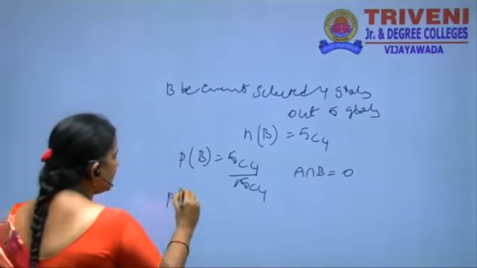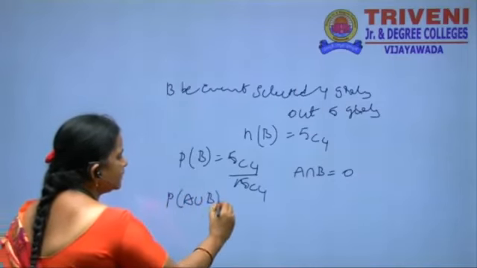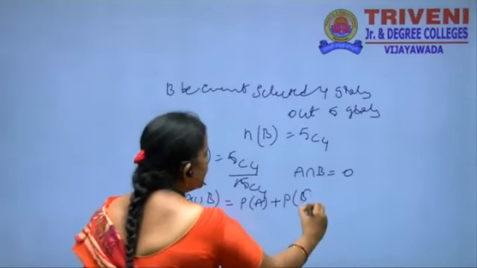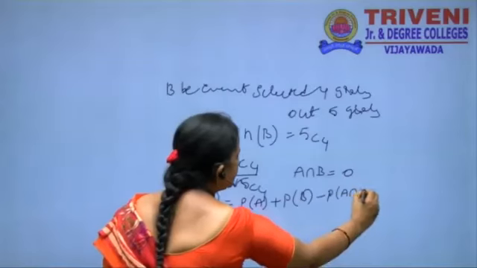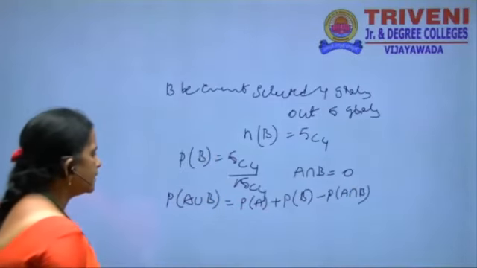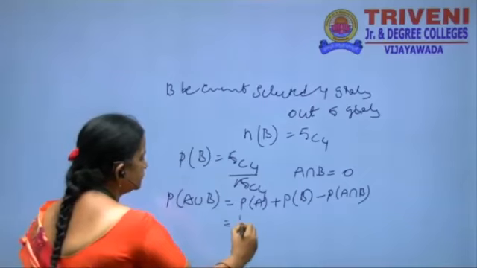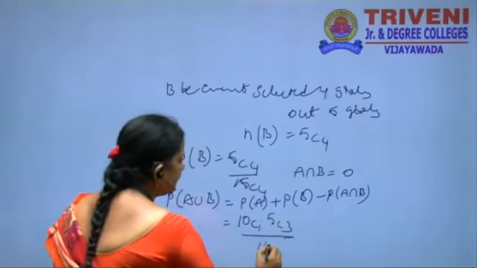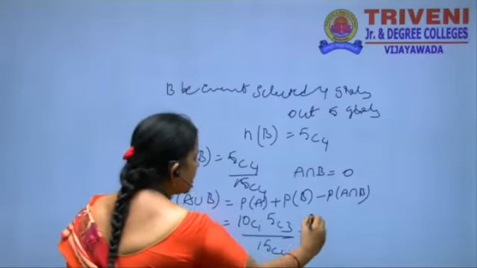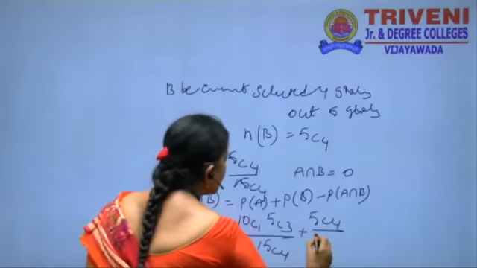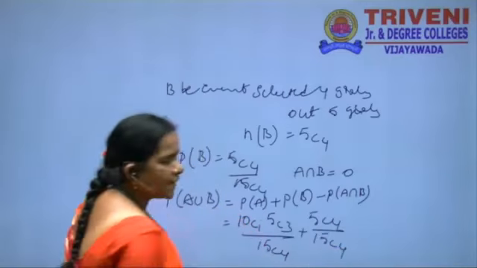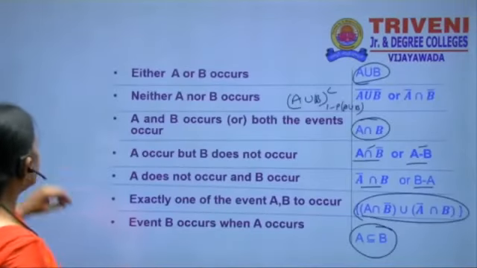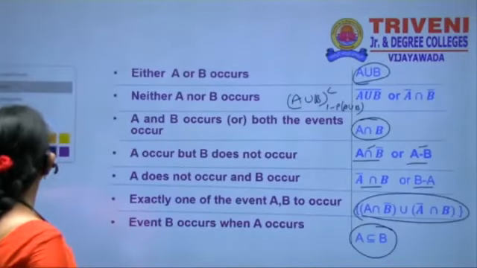Applying the addition theorem of probability, P of A union B is equal to P of A plus P of B minus P of A intersection B. Substituting the values here, P of A is equal to 10C1 into 5C3 by 15C4, plus P of B is 5C4 by 15C4. Here P of A intersection B is 0. And then the next topic is we have to select the values.